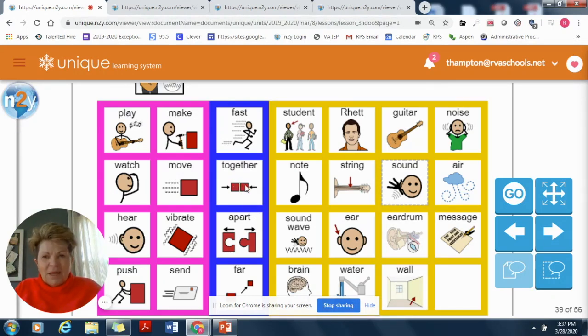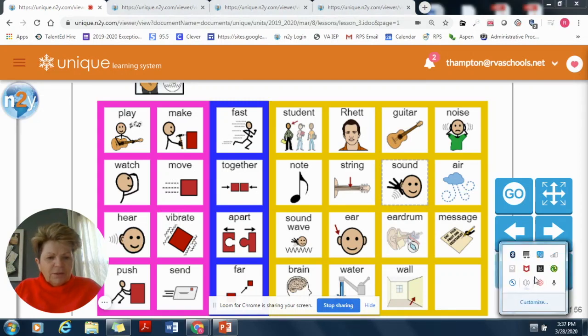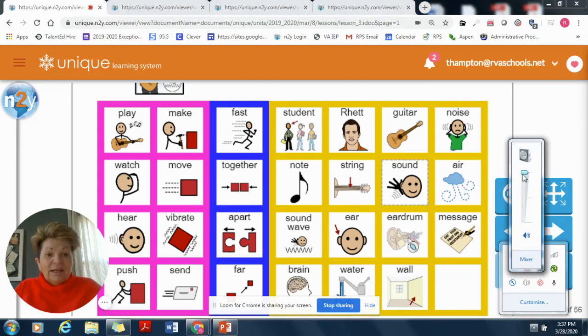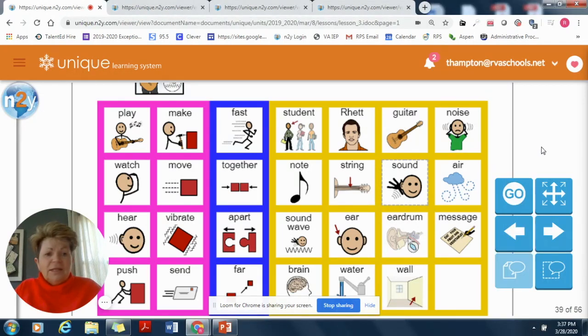Okay, we're all back together. All right, let's look at some very specific vocabulary that we're going to need on your communication board today. Let me turn up the volume so I can make sure you can hear this. And as we're going through this, I might make a few mistakes here and there, and you guys are familiar with Unique, so you'll see me moving around the page and pulling different pieces of instructional material up for you.